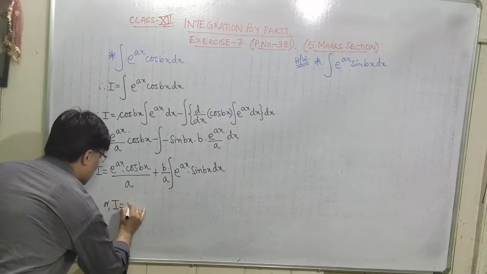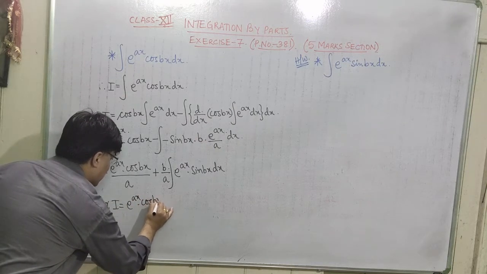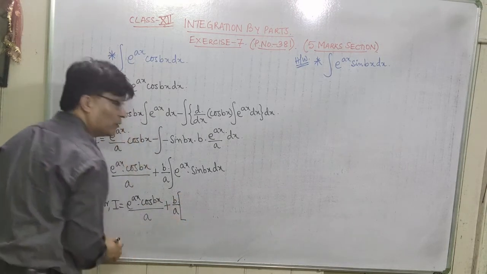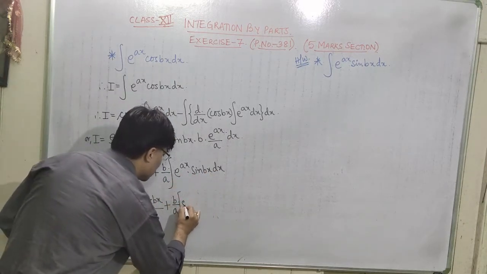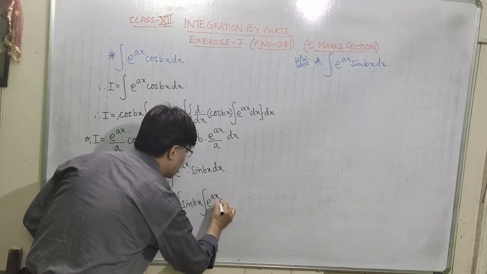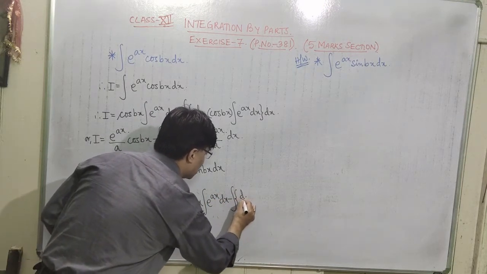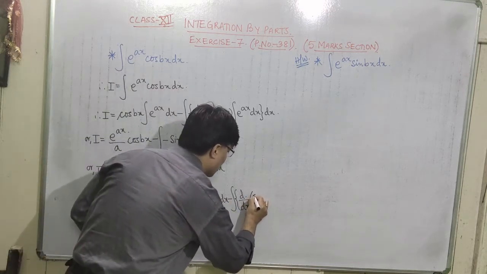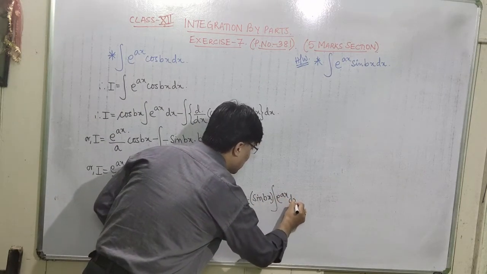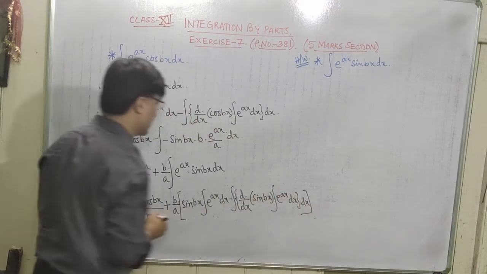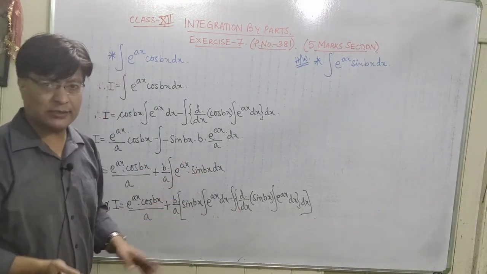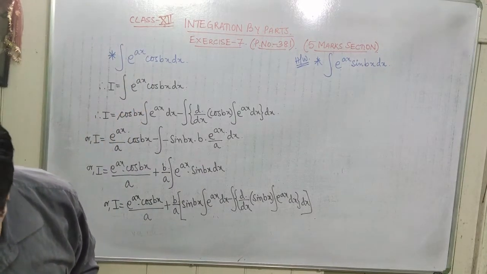So I is equal to e to the power ax into cos bx divided by a plus b by a within third bracket. Let us use integration by parts here. So sin bx, you can take it outside, integral sin bx e to the power ax dx minus integration of second bracket. This is d by dx of sin bx integration of e to the power ax dx, second bracket closed dx, then third bracket is closed. So now this e to the power ax sin bx, they are integrated by parts. Is that clear? So now in the next step, let us simplify it further.